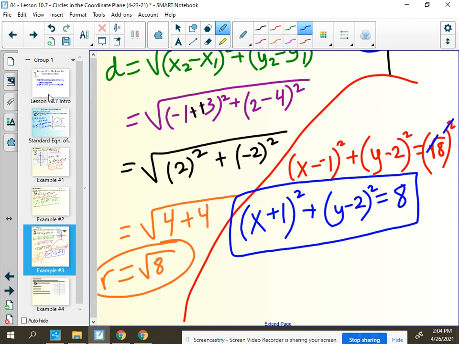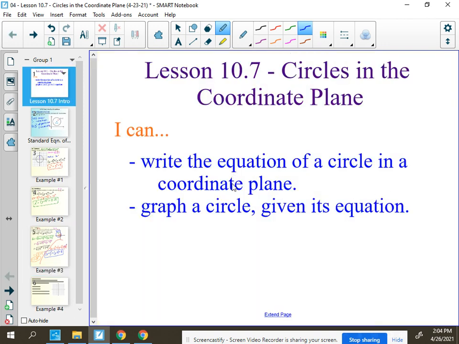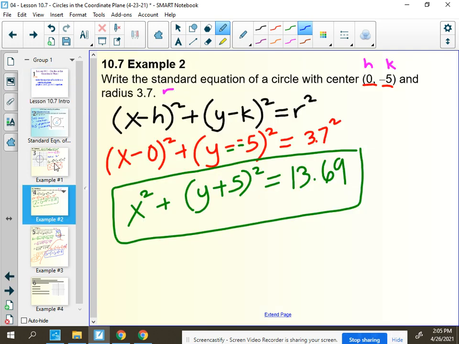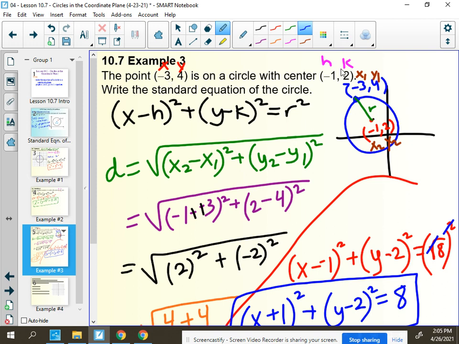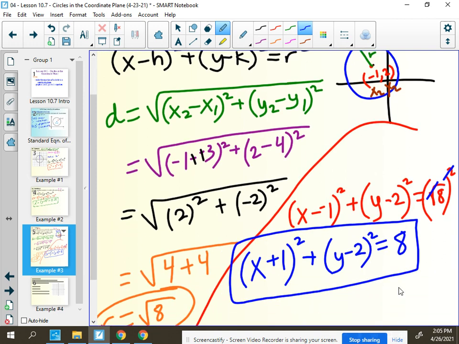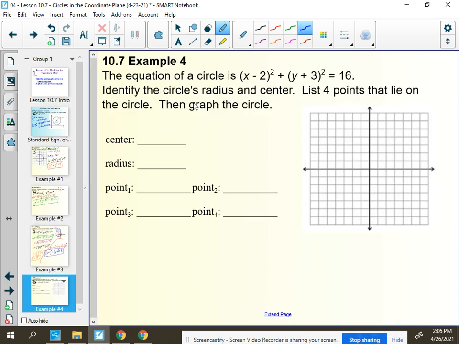All right, that takes care of all the writing stuff. Writing equations, given a variety of information, given the radius and the center, pulling the radius and center off of a graph. Here, given a point and a center, kind of working back and figuring out what that radius is. The only other thing I would ask you to do is use the information, kind of sift through the information in the equation to help us maybe make the graph.